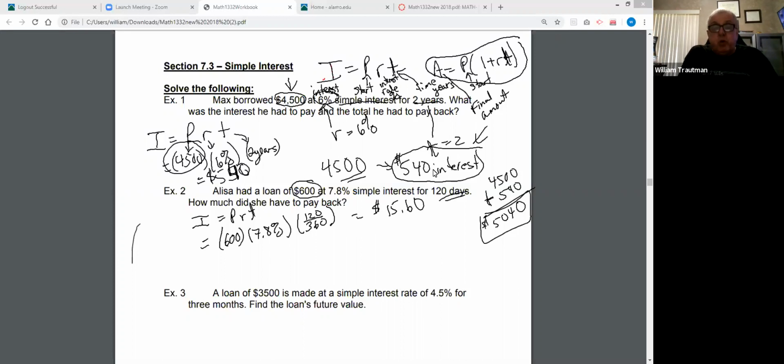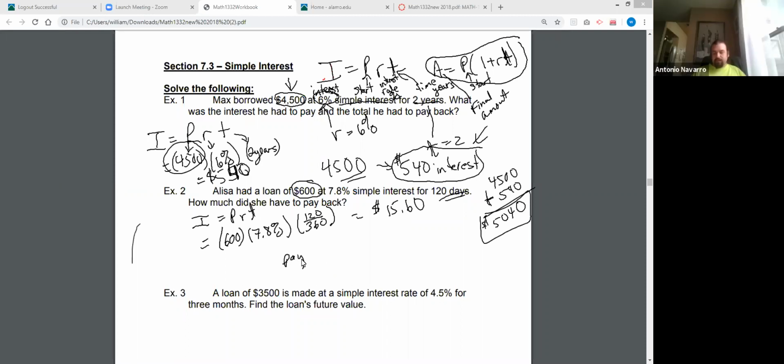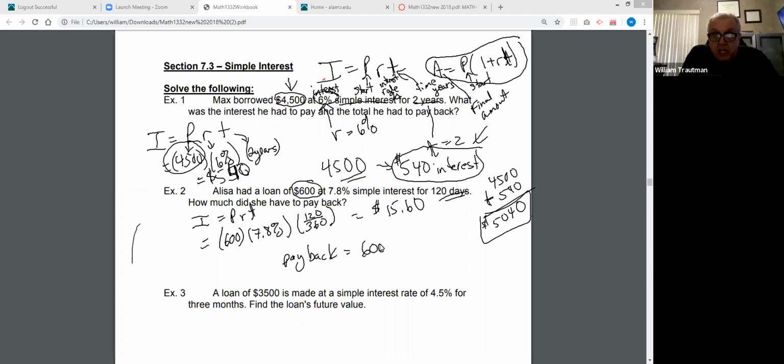So the question was, how much did she have to pay back? 615.60. Yes, you have to pay back your 600 plus the interest to borrow the money. So you had to pay 615.60. That was the answer to question 2.